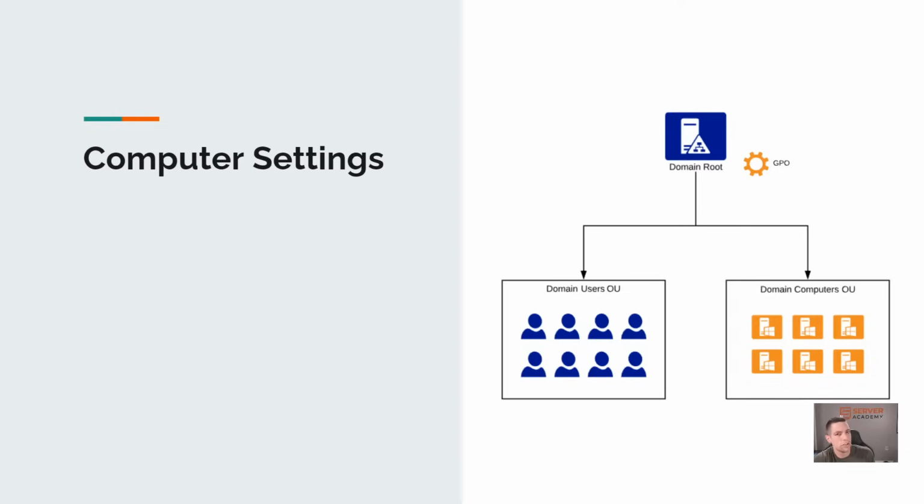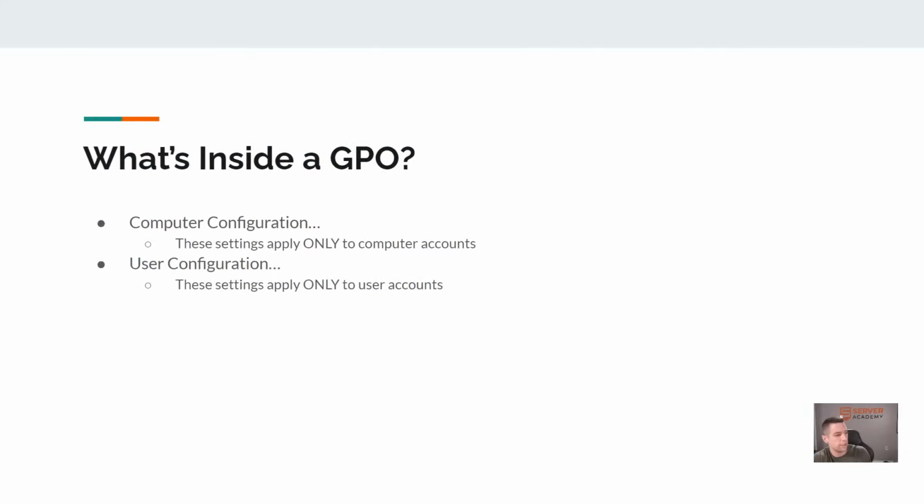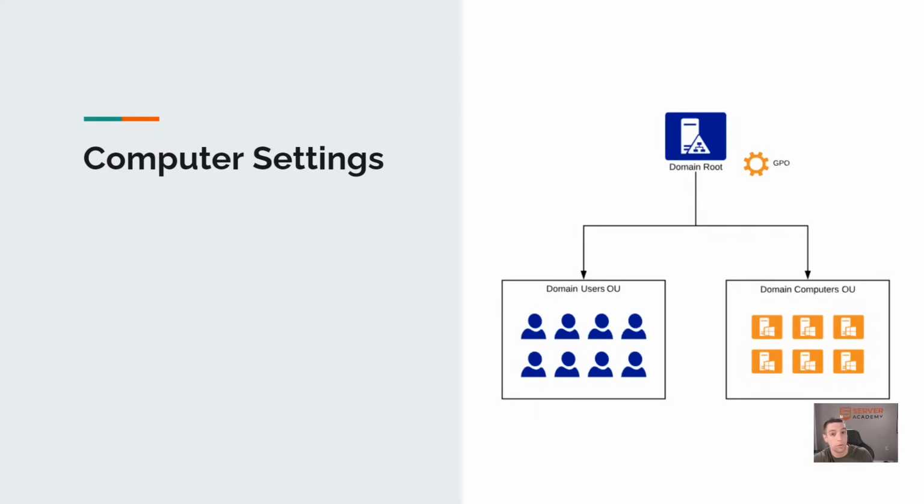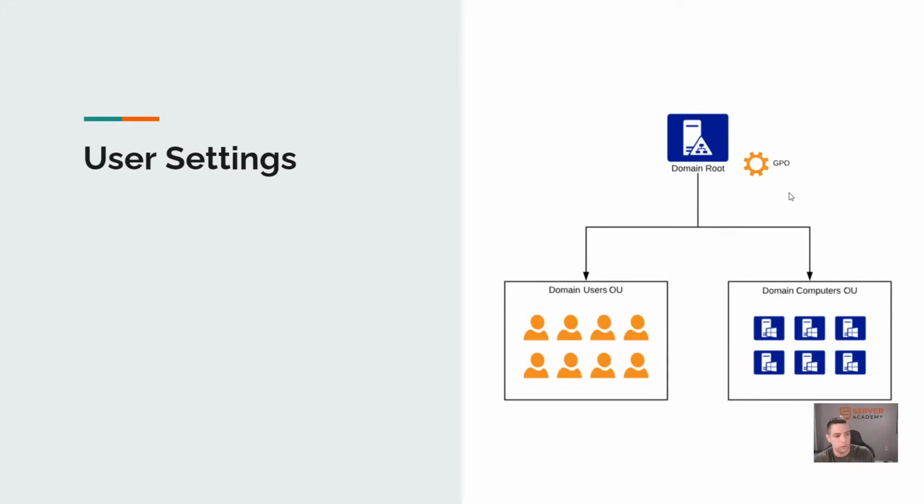So if we create a GPO, you have user and computer configuration. All that is to say, if you link a GPO to the root of your domain and you only configure computer settings, it's only going to affect the domain computers that are underneath your domain. Same thing goes if you only configure user settings and you link that GPO to the root, it's not going to affect the computers because there's no computer settings in this GPO. It's only going to affect the users.